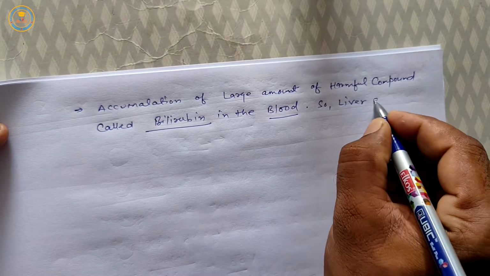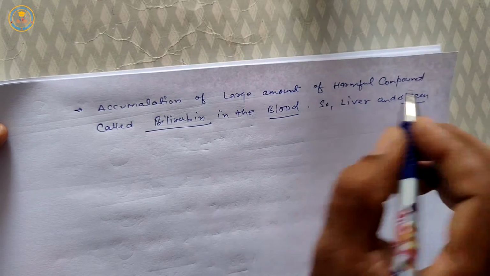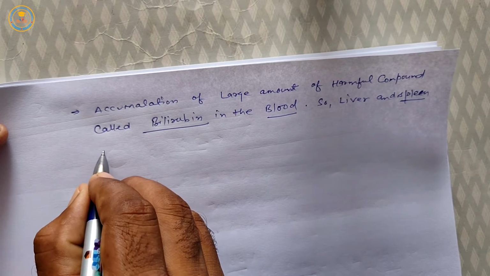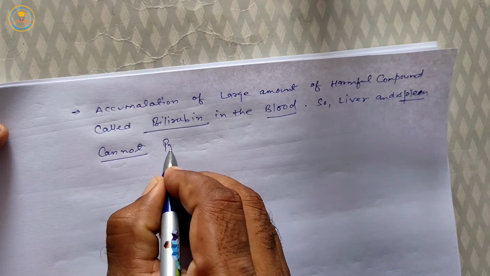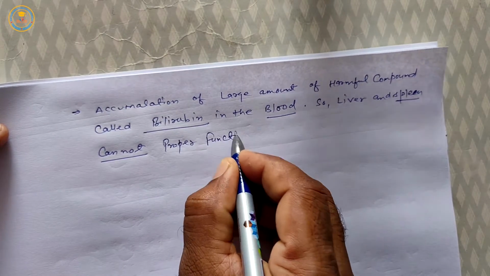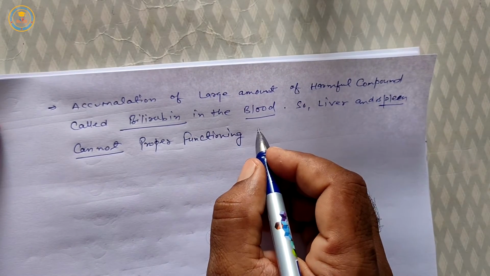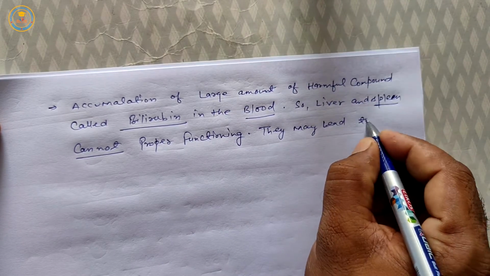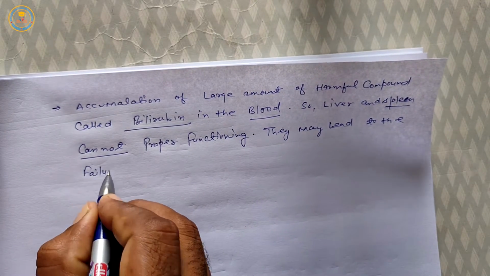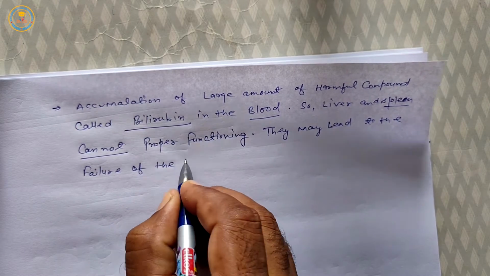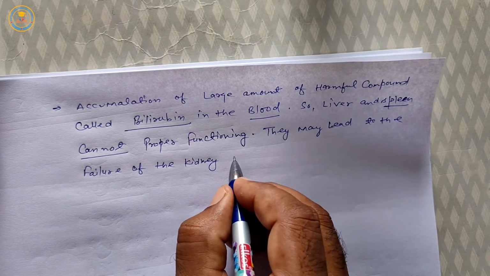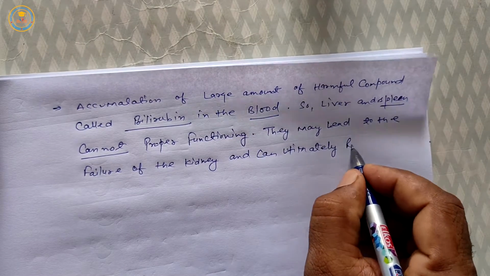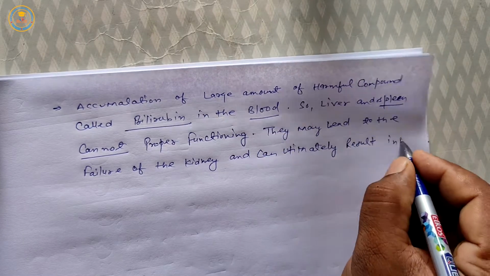So liver and spleen, it is an organ located near the stomach. So if liver and spleen cannot function properly, they may lead to the failure of the kidney and can ultimately result in death.